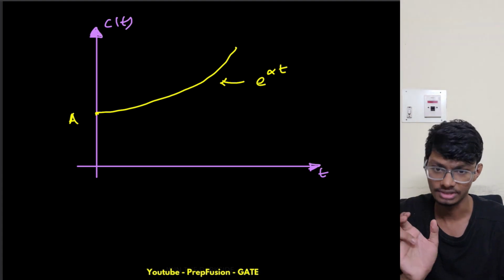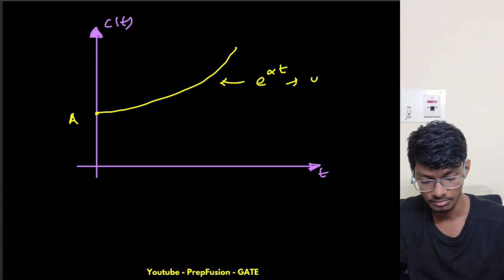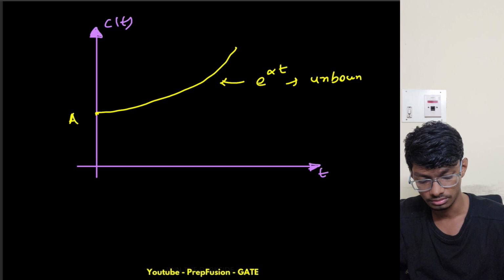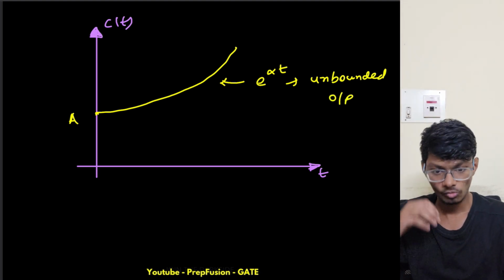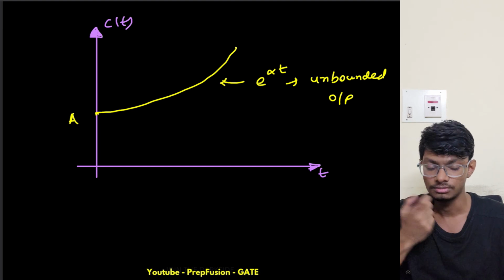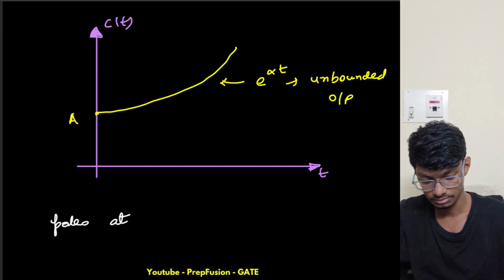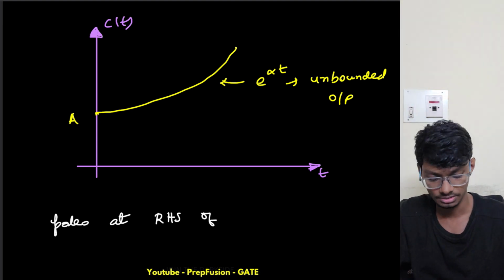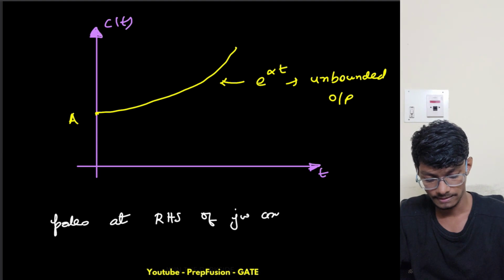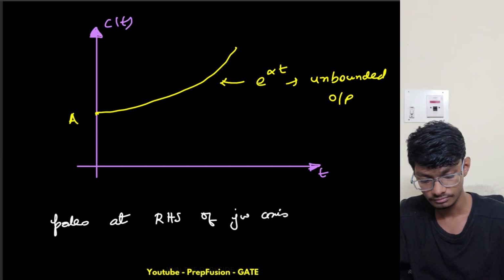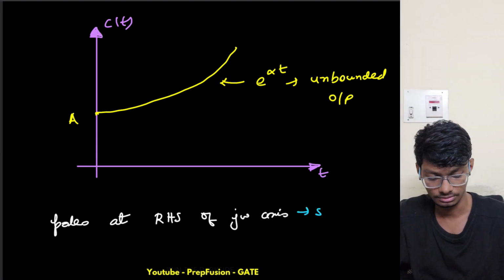So I just took a small example, and what I see is I'm getting unbounded output if my pole is at the right hand side of the S plane. So basically this means that poles at the right hand side of the j omega axis means the system will be unstable.